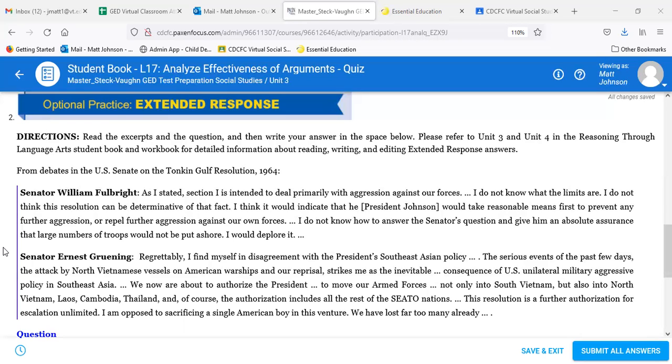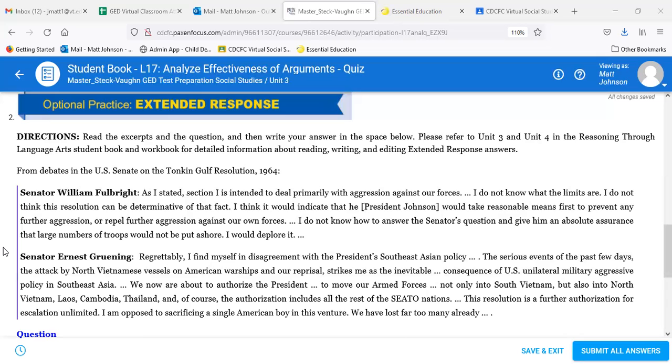So unilateral means acting on your own. A unilateral decision or unilateral action by the United States means we did not necessarily confer with our allies. We did not really look at international opinion or public opinion. We just went and did something. So those can pose a problem.